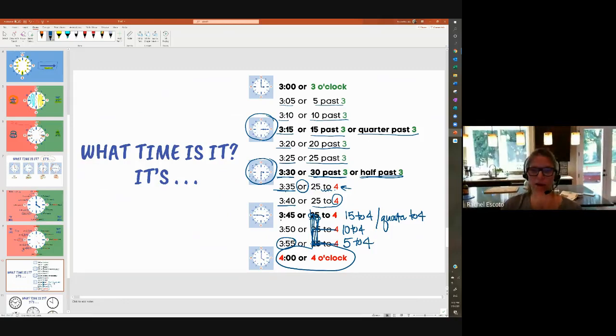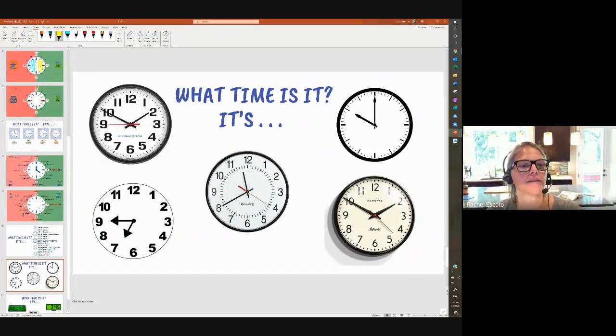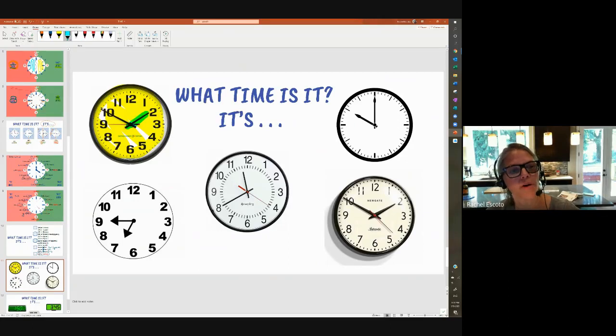Okay, let's practice looking at some times. Let's look at some clocks. Okay, let's look at this clock first. So here's the hour and here's the minutes. What time is it? So we know that it's not going to be past because the minute hand is on the to side, right? So now we have to think how many minutes to. So this is 1:50 or 10 to 2.